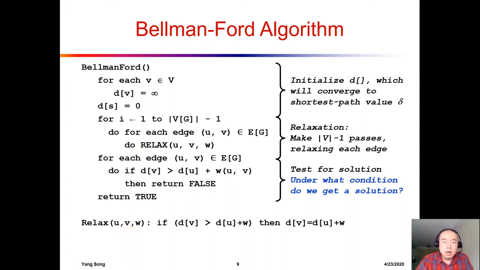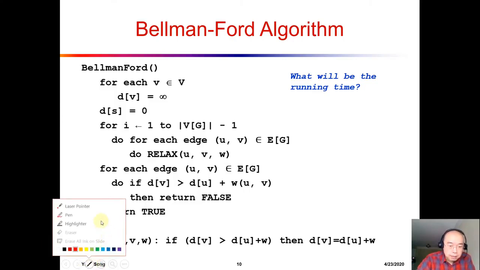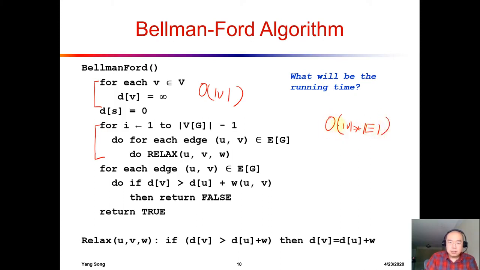I know the Bellman-Ford algorithm is very dry, and before we see the example, let me finish the algorithm analysis. Let me bring up the pen again. Analyzing this algorithm is kind of easy. The first iteration is V, so that is O(V). For the second one, the outer loop is V and the inner loop is E, so the second loop is V multiplied by E.